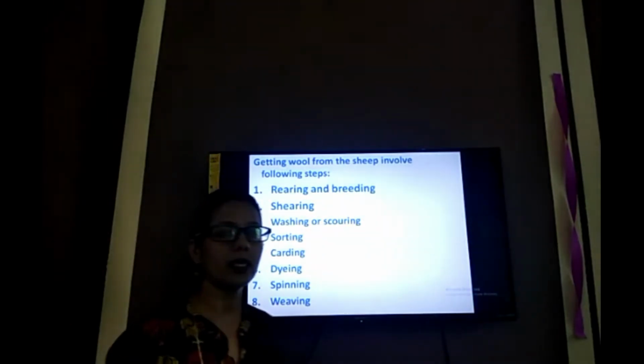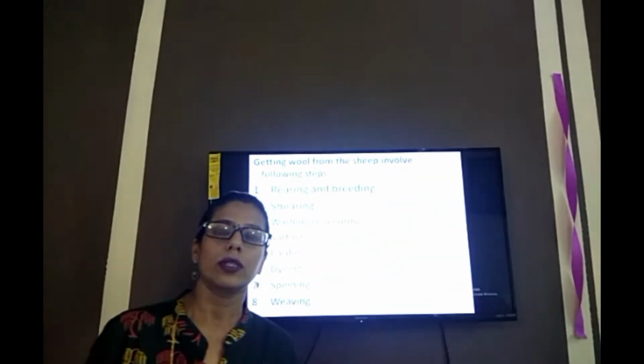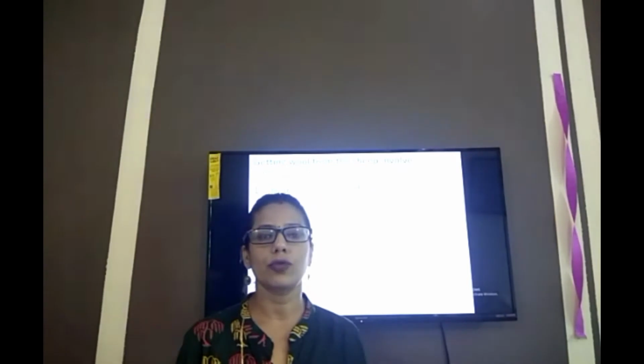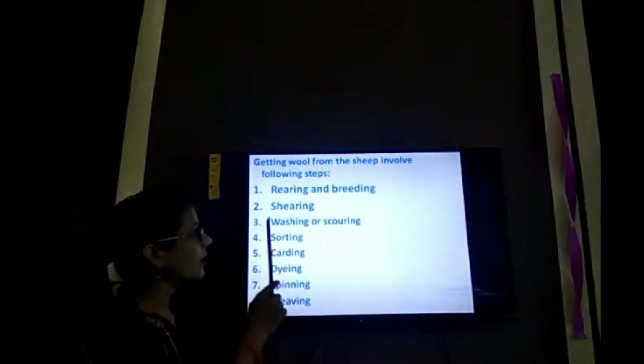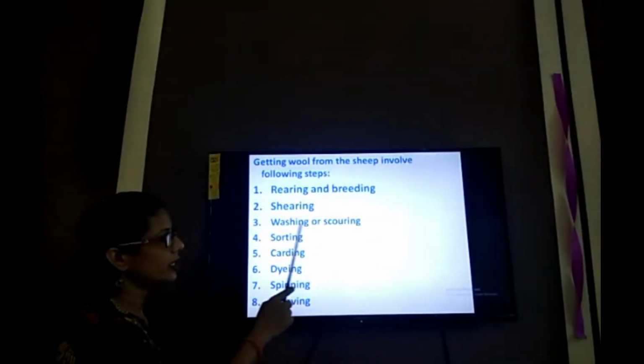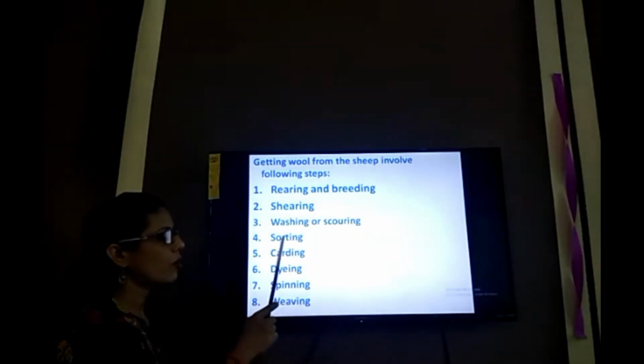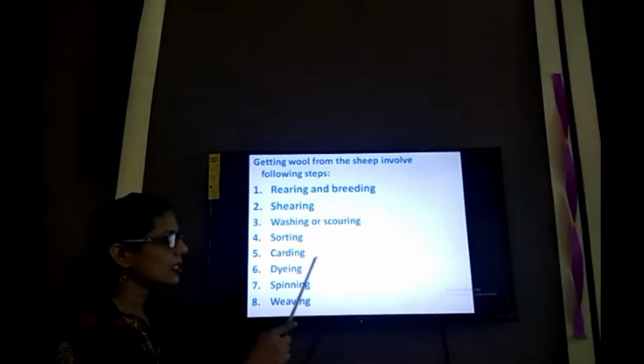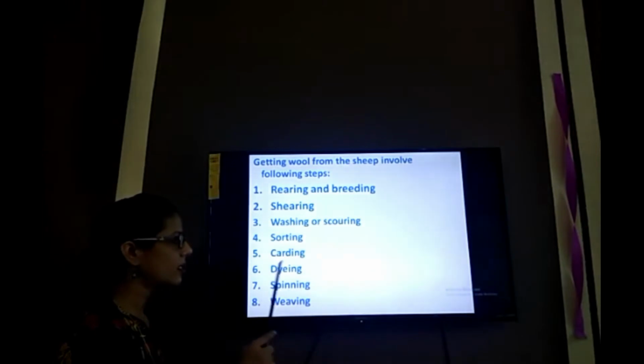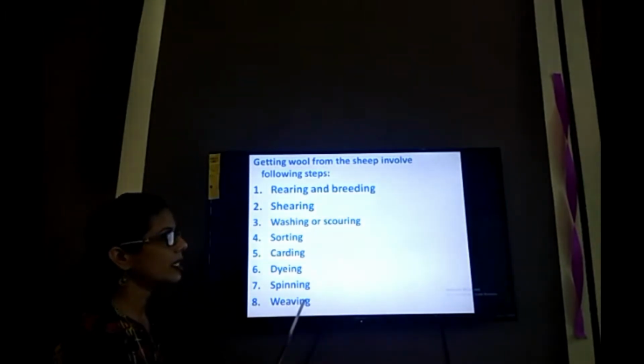For obtaining the wool, the fibers are passed through different steps. These are rearing and breeding, shearing, washing and scouring. Fourth is sorting, fifth is carding, sixth is dyeing, seventh is spinning and eighth is weaving.